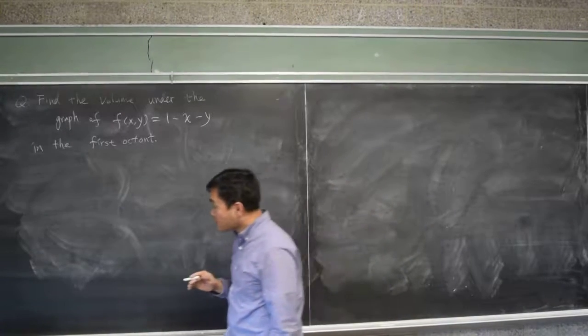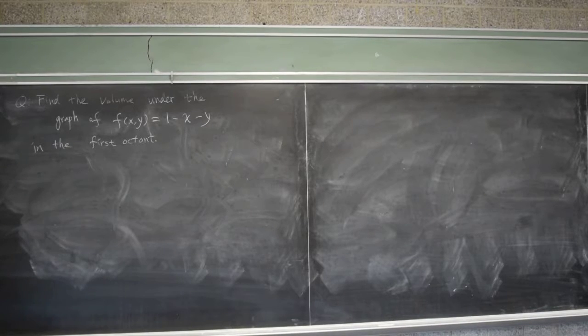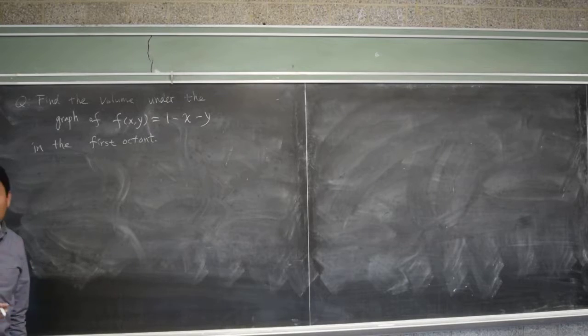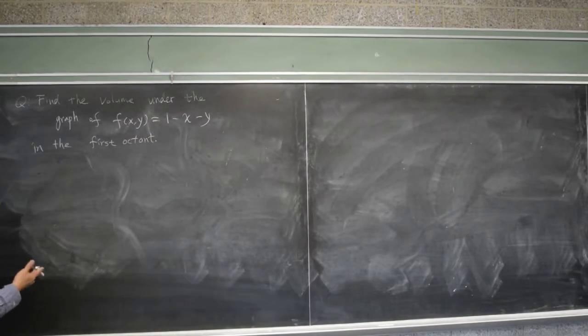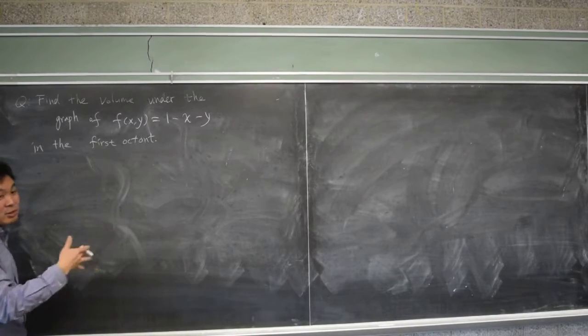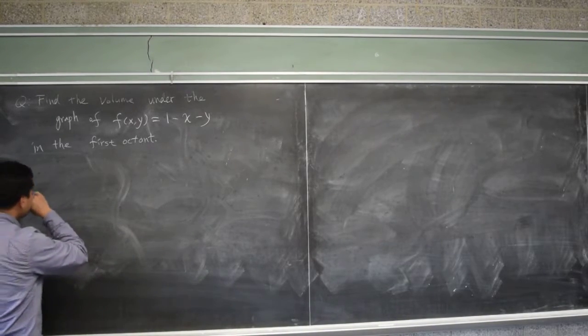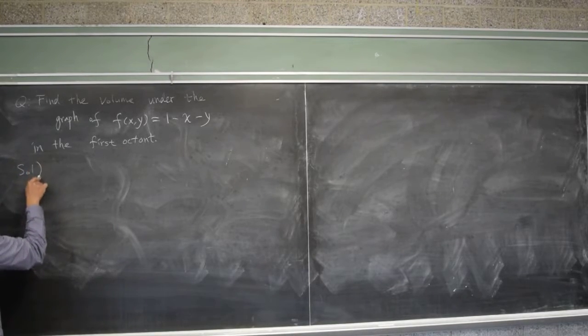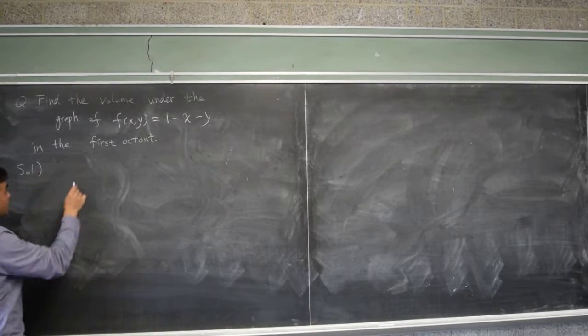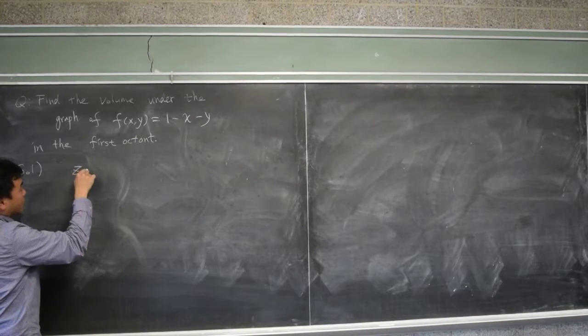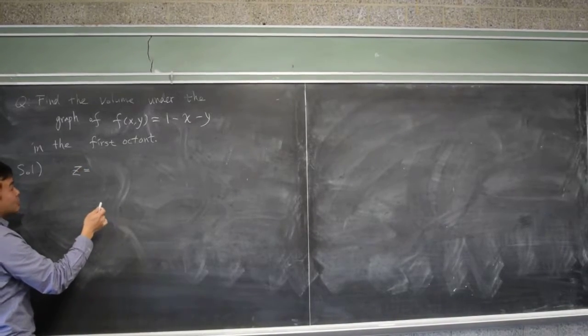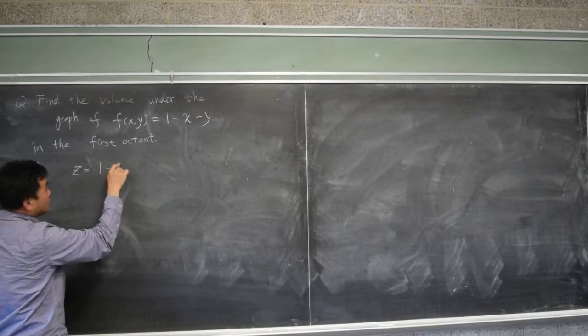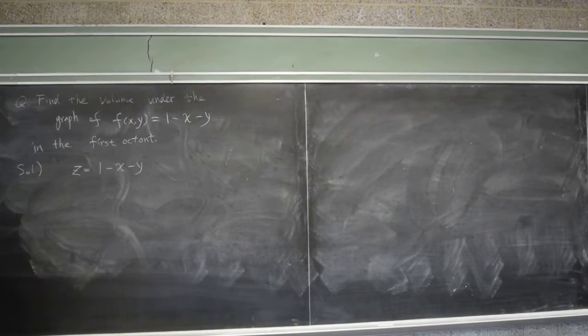Now let's think about what the volume of this object is. Once again, I want to predict the answer before we actually do the computation, because that gives us more confidence in what we're doing. So let's try to draw the graph. The graph means z equals f of x comma y, and f of x comma y is 1 minus x minus y.